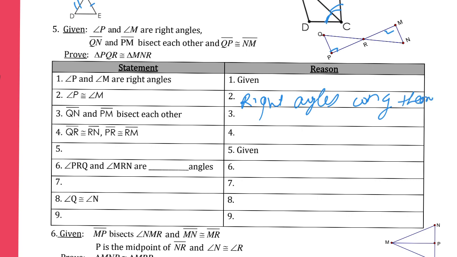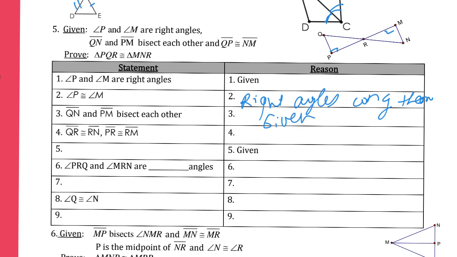If you look back at your old sheets, you should be able to see that on there. So basically, if two angles are right, then you know that they have to match each other, okay? Because right angles are congruent to each other. Okay, QN and PM bisect each other. So that's given. So we're going to write given, okay?